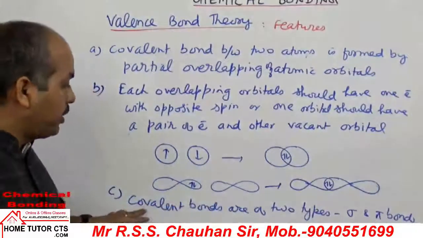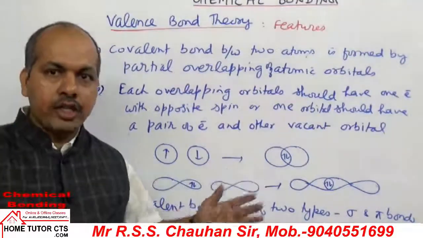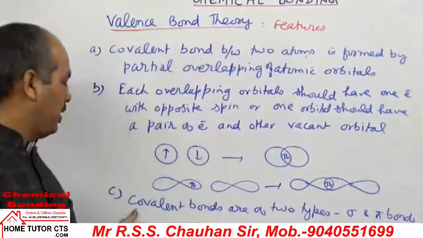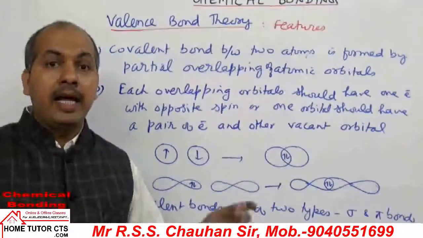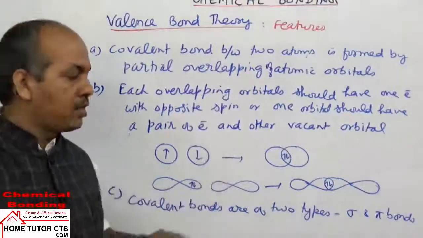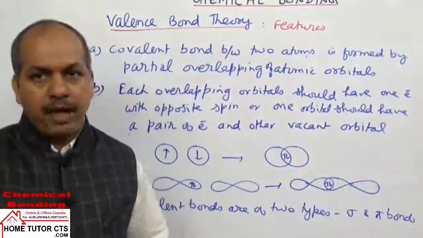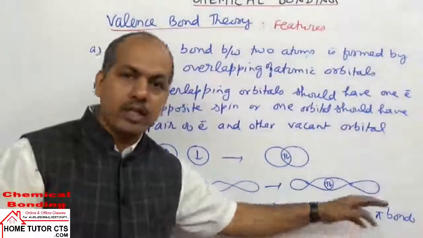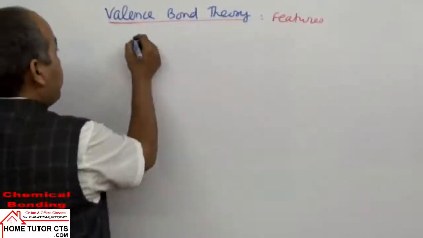Now this kind of electron sharing is called covalent bonding. Covalent bonds formed here by overlapping of atomic orbitals are of two types. What types are there? One is called sigma bond and the other is called pi bond. So let us continue. First we can take sigma bond formation.